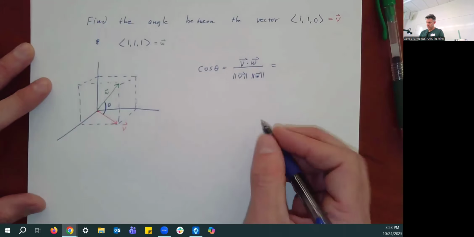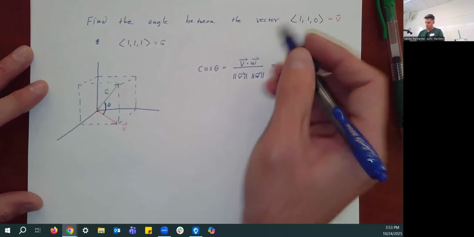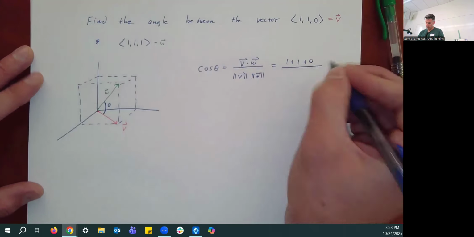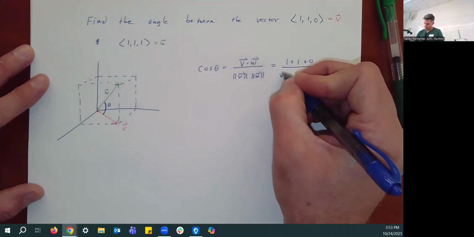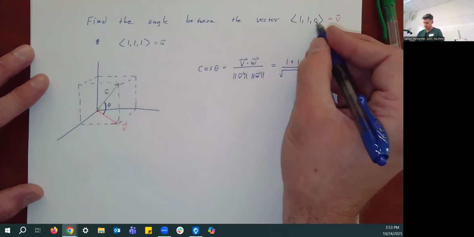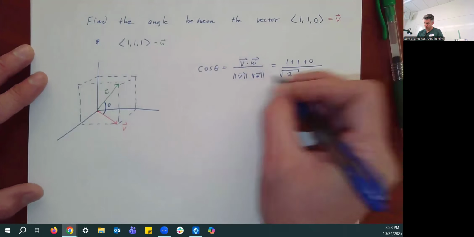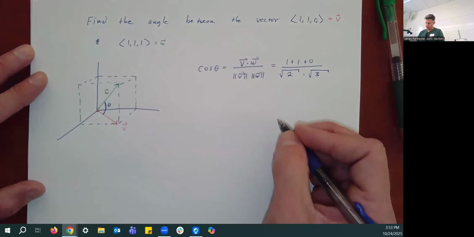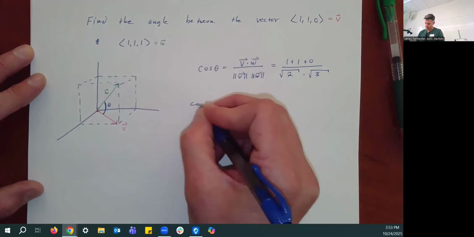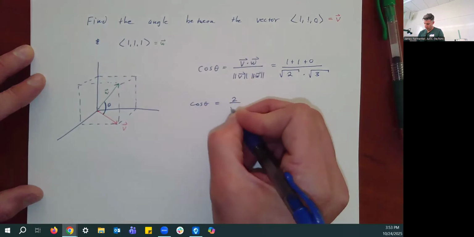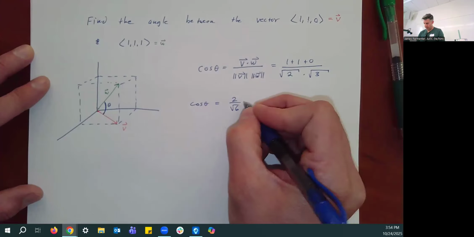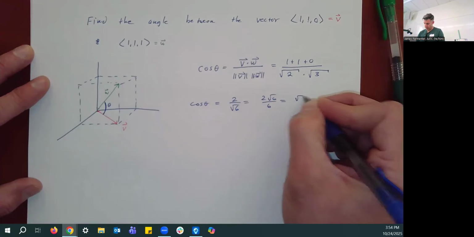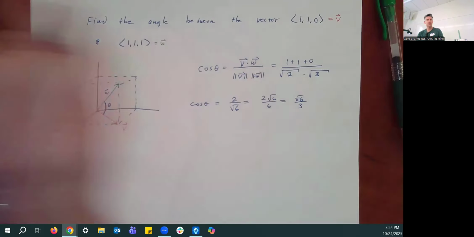In this case, that's going to equal, let's see, V dot W is going to be 1 times 1 plus 1 times 1 plus 1 times 0. And the magnitude of V is going to be the square root of 1 squared plus 1 squared plus 0 squared. And the magnitude of W is going to be the square root of 1 squared plus 1 squared plus 1 squared. So it looks like we're getting that cosine of our angle is equal to 2 over root 6. Or rationalizing that, 2 root 6 over 6, or root 6 divided by 3.